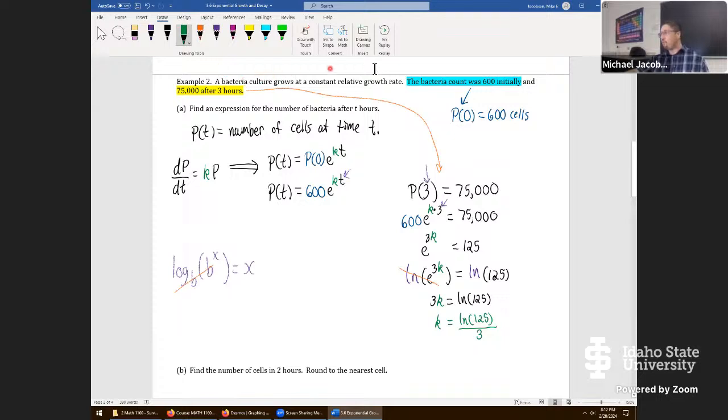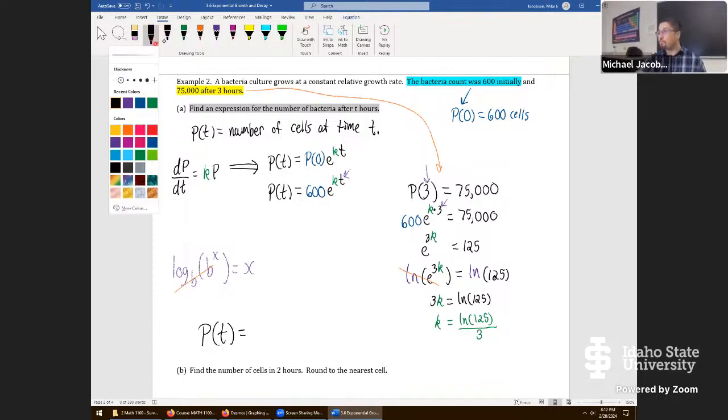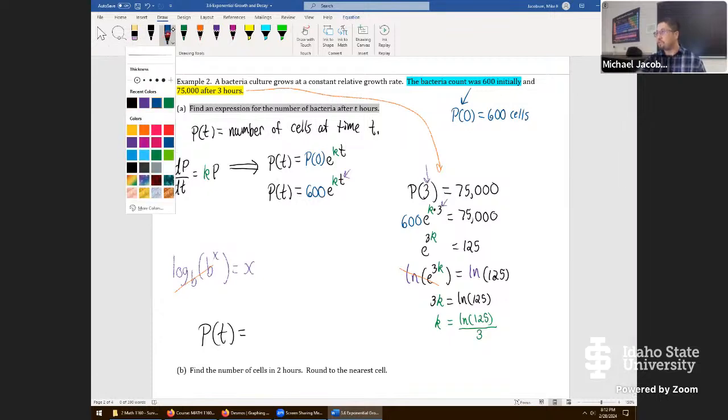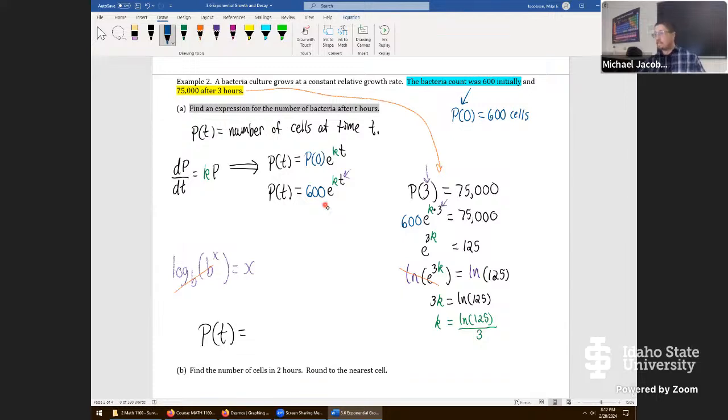So what we've done is we went through all these instructions and showed what each one is trying to say. And now we're ready to directly tackle this question. Find an expression for the number of bacteria after t hours. It would look like this. That denotes the number of bacteria after t hours. And we found through lots of algebraic substitutions, logarithms, all sorts of weird stuff, that it equals this.